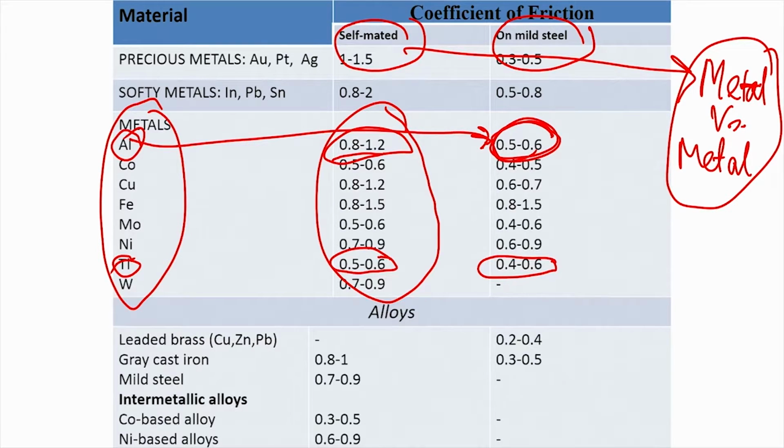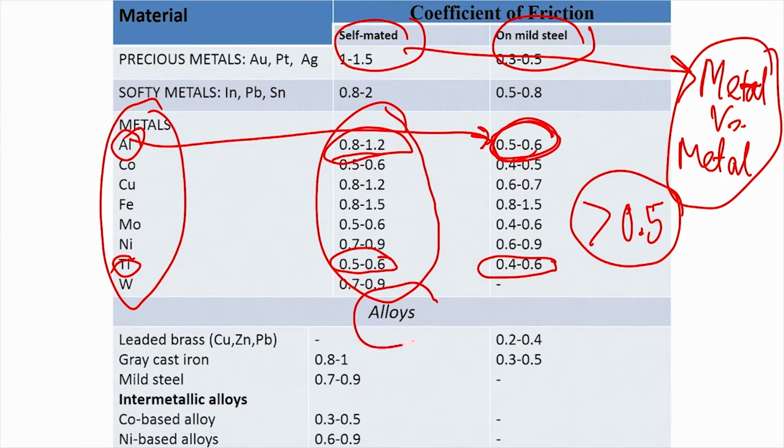So overall, if you compare the table I showed in the earlier slide with the present table, it is very clear that metals typically have a much higher coefficient of friction compared to polymers. Polymers can even go down to 0.1 or less than 0.1, whereas for metals the COF is mostly greater than 0.5.